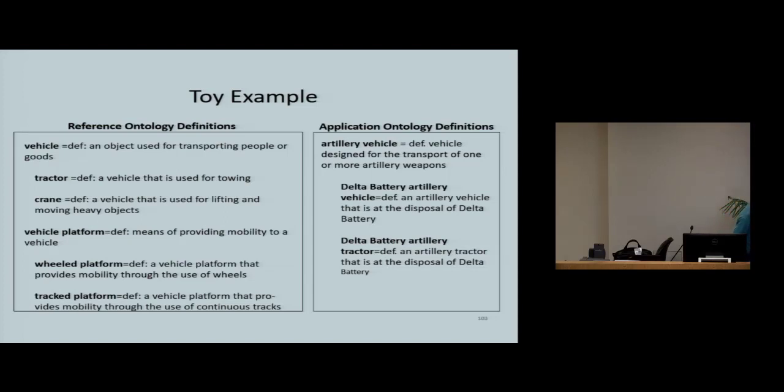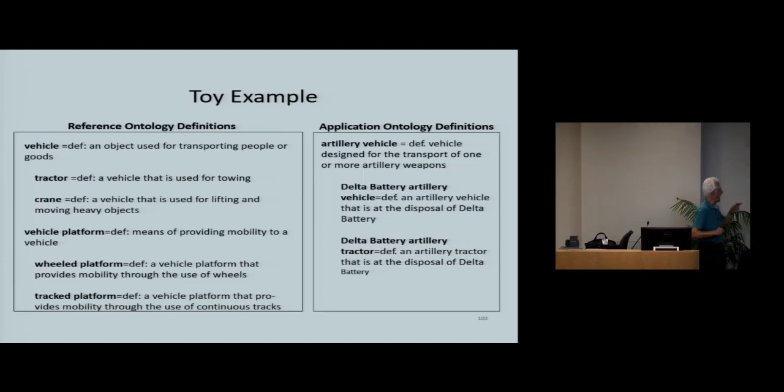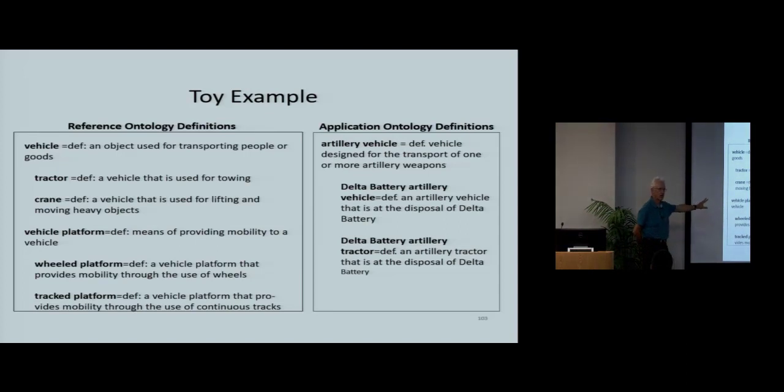So we define a vehicle as an object used for transporting people or goods. And then a tractor is a kind of vehicle, a crane is another kind of vehicle. A vehicle platform is what enables a vehicle to move. So it can be wheels or it can be track. So tanks have a track platform and lorries have a wheel platform. And these are all reference ontology terms, so it's all single inheritance. Every term has one parent.